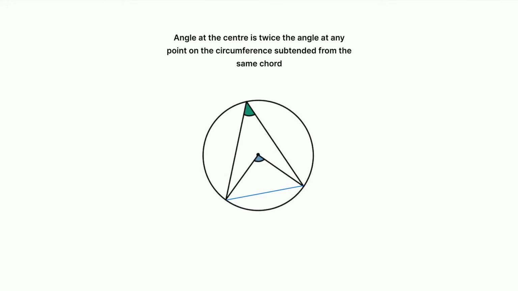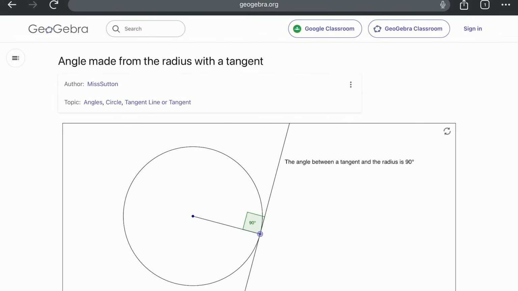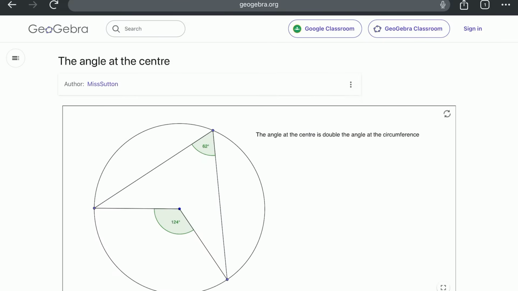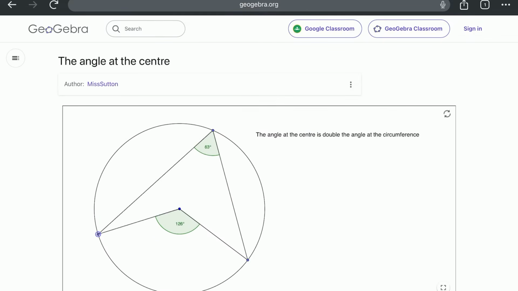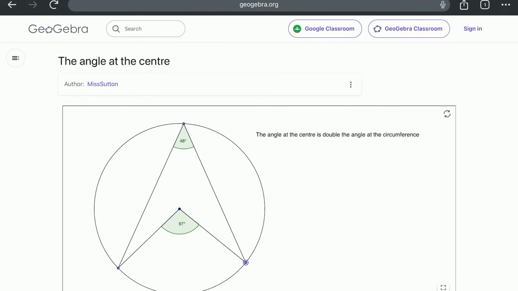If I go back to show you this in action, that would be this theorem here. If I just move this, let's put that there, and put this up here. Now you can see that's 100. When that's 100, the top one's 50. So the angle at the center is twice the angle at the circumference. And if I keep moving this, notice it's still true here, even though the shape's slightly changed. The angle at the center is still double the angle at the circumference.